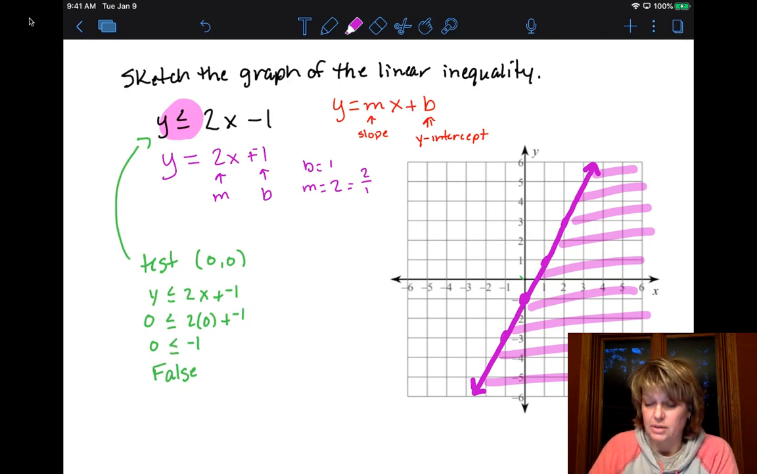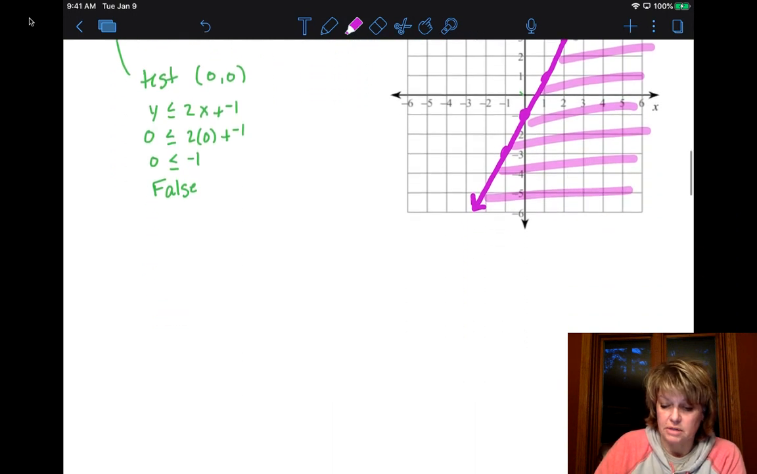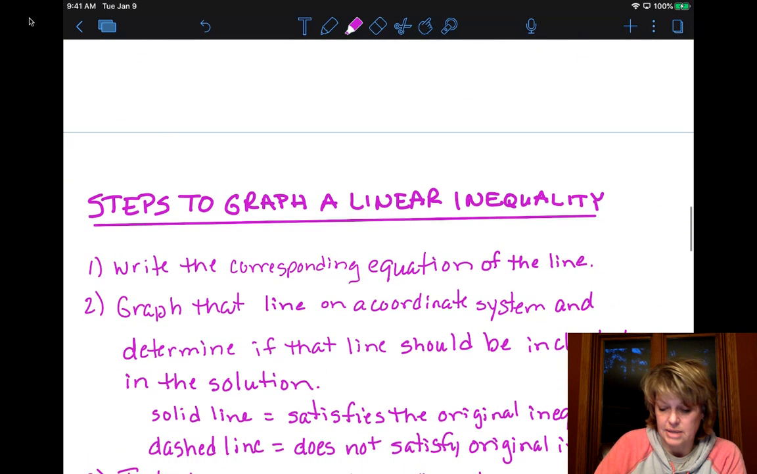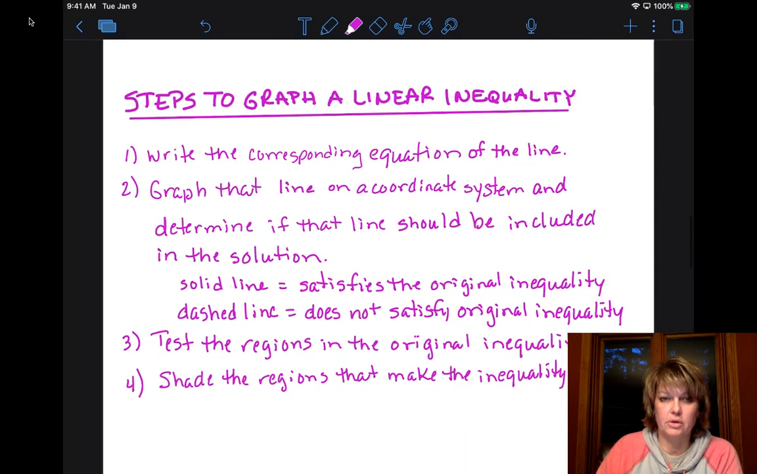Okay, that's it. That's all we have to do. We don't have to write an inequality. We don't have to do anything else. It's just the picture. That is the solution to the inequality. Hopefully that makes sense. And if you need to, you can come back and watch this video again and stop it in between. Now that we went through a problem, here are the directions.